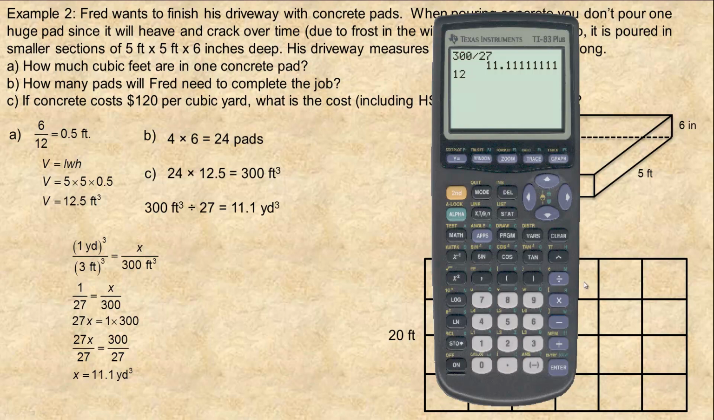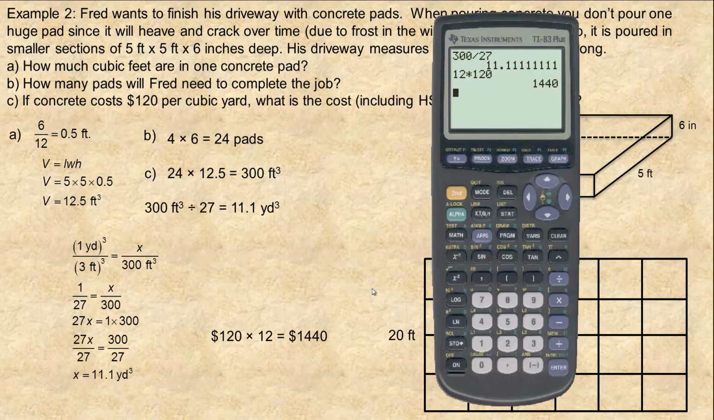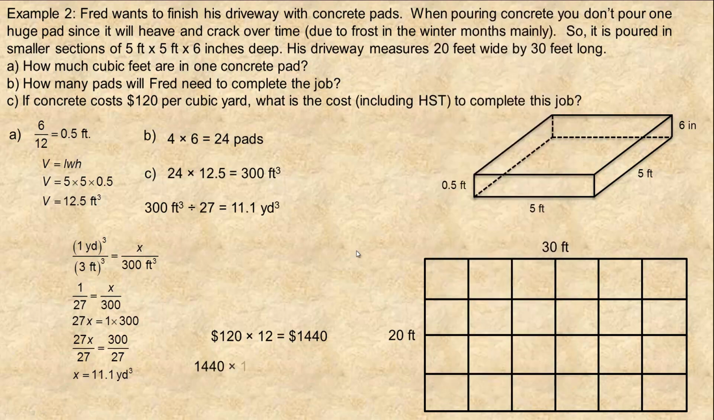So 12 times $120 for each one of those. So $1,440 is what that's going to cost, and then we want to add tax. So remember the shortcut I showed you on the previous page? Times 1.13. Okay. So that's the total. That's what it's going to cost them.